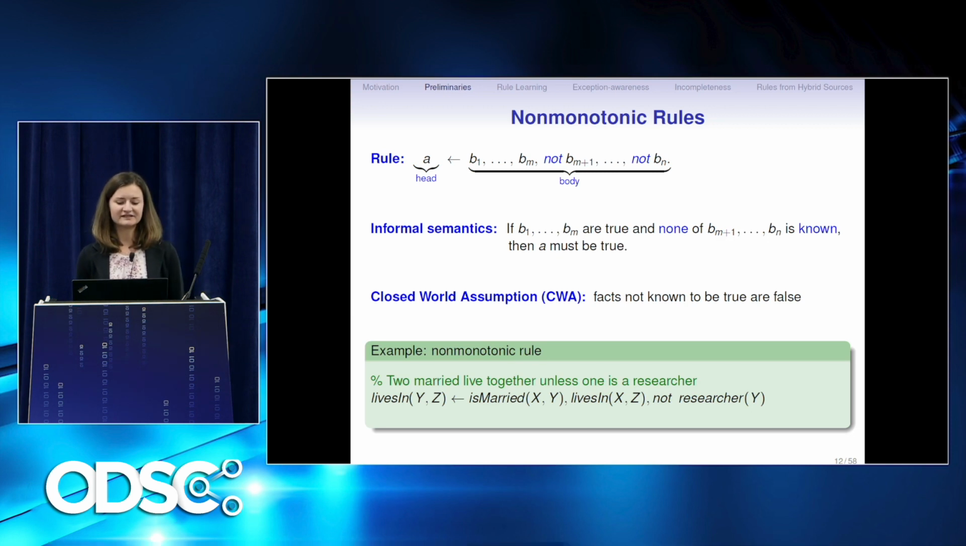Such rules could be seen under the closed world assumption, which intuitively means that whatever is not present in the graph is assumed to be false. So in this case, if it is not known that a person is a researcher, we could apply this rule.